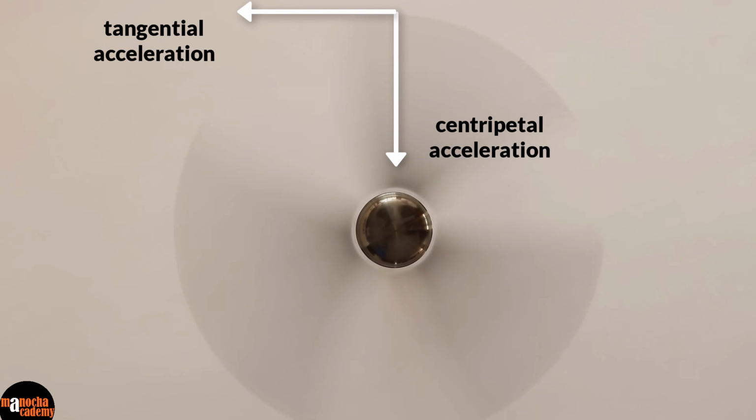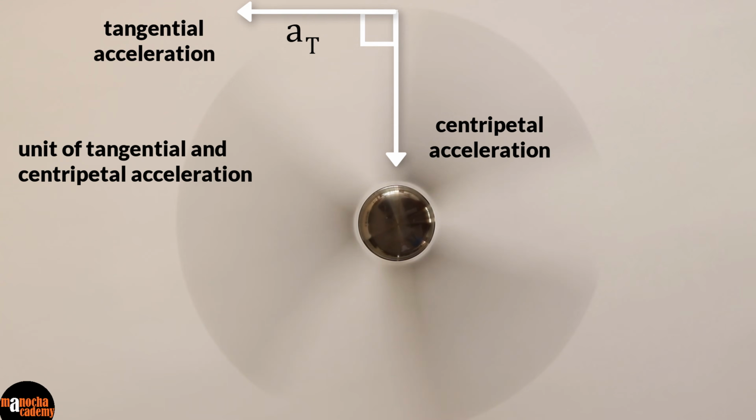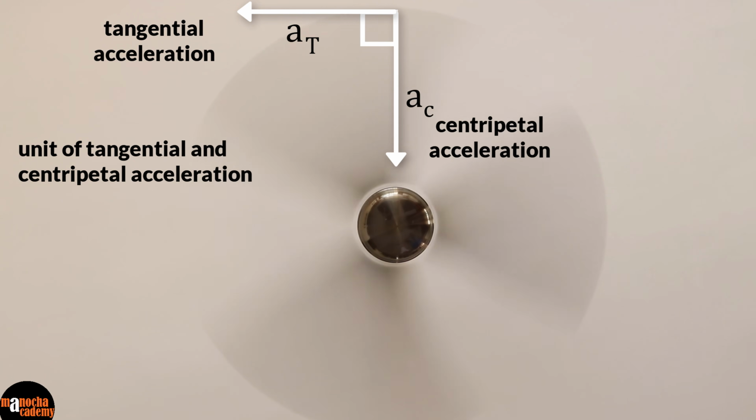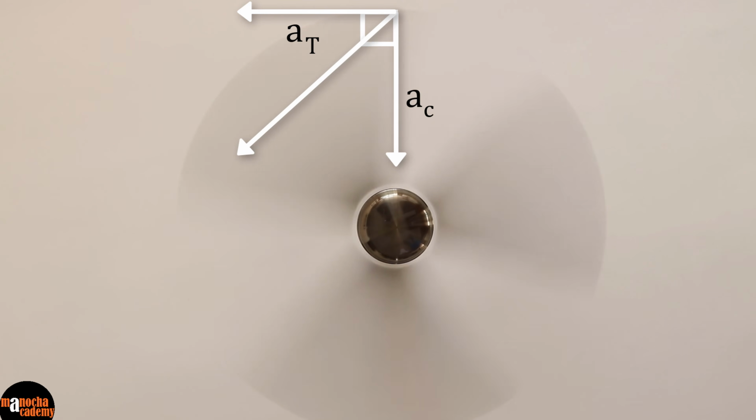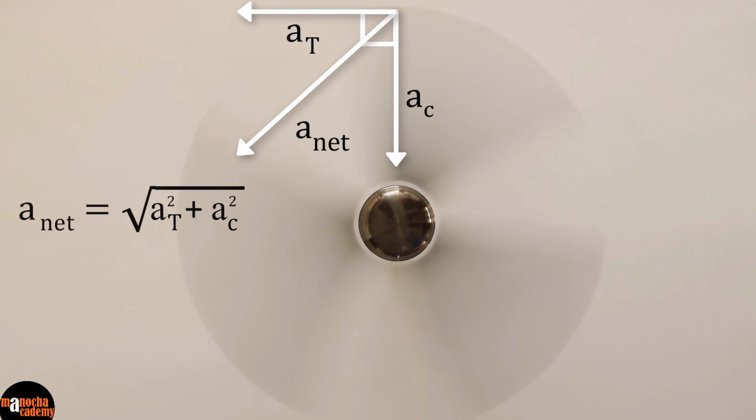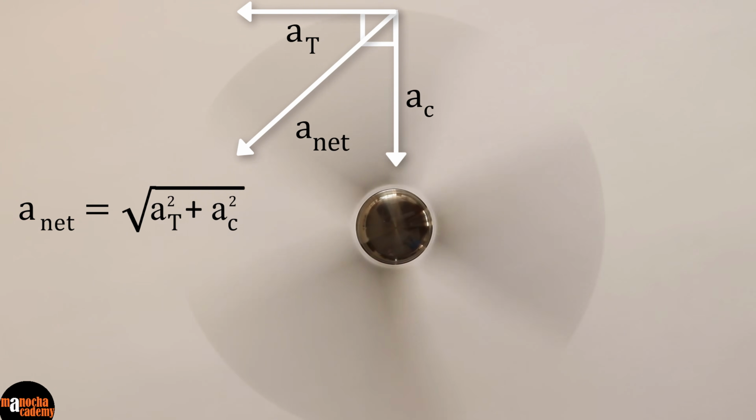Now these two accelerations are perpendicular to each other. Both these accelerations, centripetal acceleration and tangential acceleration, have the units of meter per second square. So we can find the net acceleration by adding these two vectors. And the magnitude of this net acceleration will be A net equal to square root of AT square plus AC square. We are basically using the vector addition and Pythagoras theorem here because both the accelerations are perpendicular to each other. So this was for circular motion.